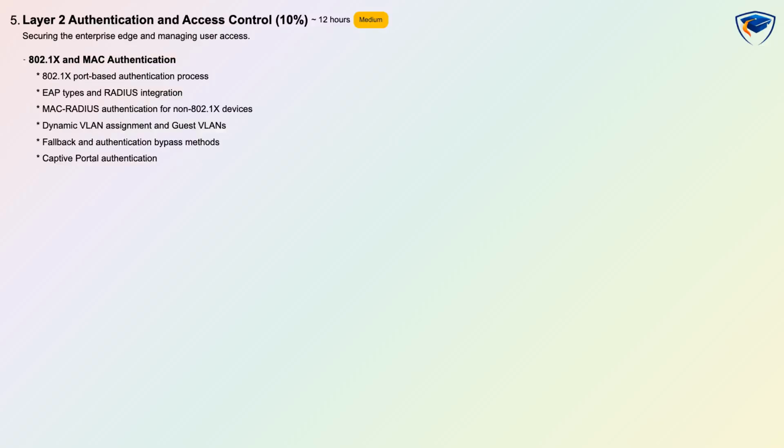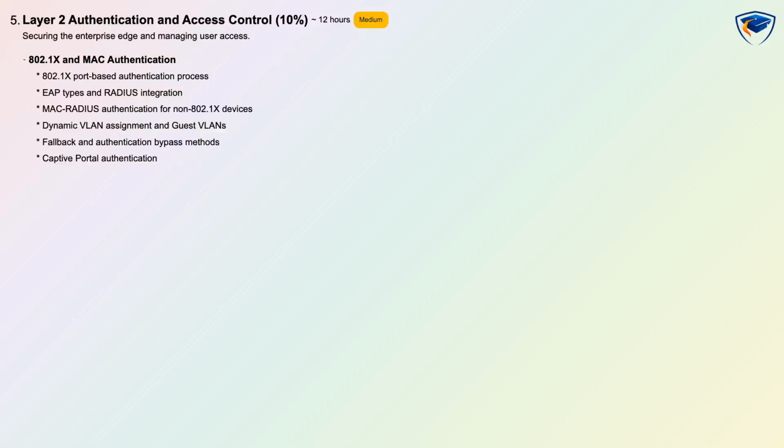Layer 2 authentication and access control makes up 10%, is medium difficulty, and suggests about 12 hours of hands-on and conceptual training. You will learn 802.1X port-based authentication, common EAP types, and integration with RADIUS for centralized user and device authentication. The syllabus also covers MAC RADIUS for non-802.1X devices, dynamic VLAN assignment and guest VLANs, fallback and authentication bypass strategies, and captive portal workflows.